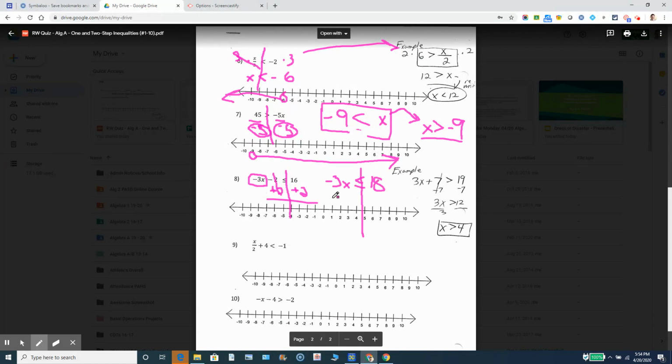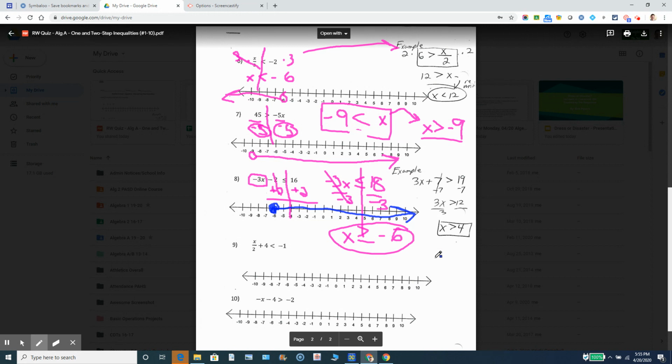Now, to finish it, we have to get rid of this negative 3 being multiplied to x. We divide both sides by negative 3. Since we divided by a negative, we have to flip that inequality sign. So the final answer for that one is x is greater than or equal to negative 6. If I use a different color here, just so you can see the graph a little better, that would be a closed circle on negative 6. And we want values greater than or equal to negative 6, so we shade to the right.